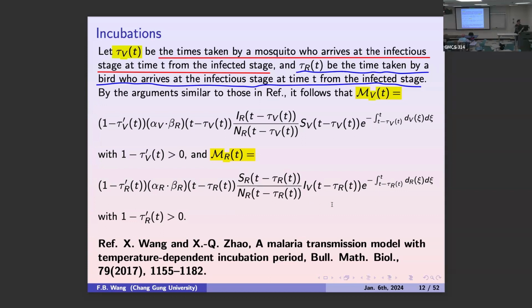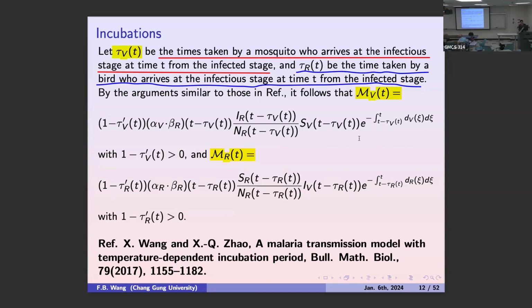And then I'm not going to show the detail, but if you are interested, you can take a look at this paper. You can read this paper. In this paper they divide the newly occurred mosquitoes within the incubation period like this one. Similarly, for the bird class, it is this term. So you can see if tau is a constant, then this term can be ignored.